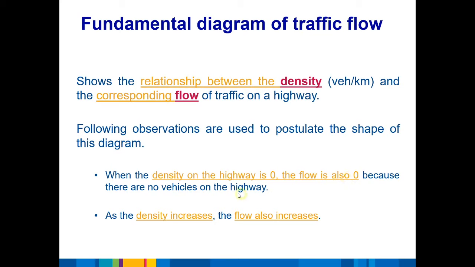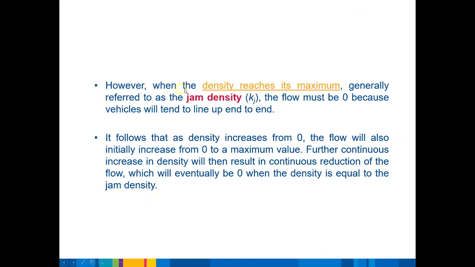We've got no vehicles, so that only makes sense. So we've got a 0, 0 condition. And we can say that as the density increases, the flow must also increase up to a certain point. So when the density reaches the maximum, we refer to this as the jam density because it makes a traffic jam. The flow must also be 0. So at a maximum density, we also have a 0 flow. Vehicles will tend to line up end to end. This is that bumper-to-bumper condition.